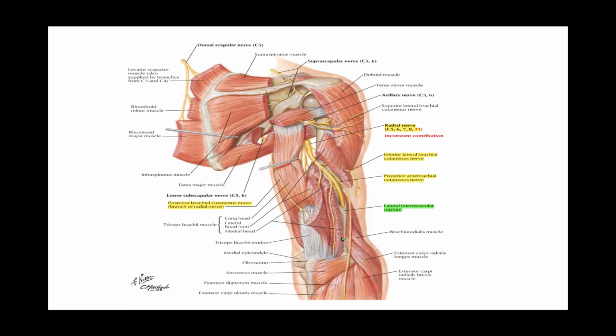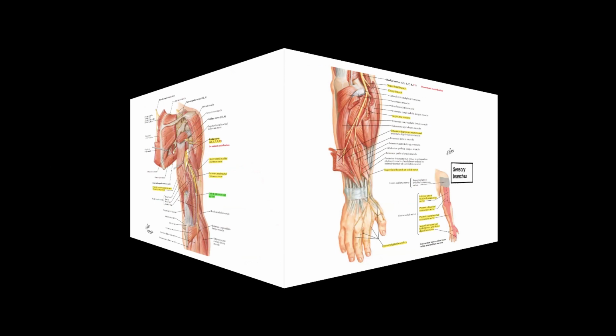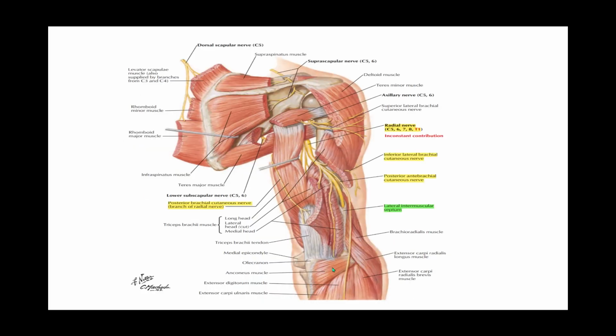So let's move ahead. And that's the branch to the anconeus, this one, that's the anconeus muscle, okay, which is a triangular muscle. So you can see this branch going all the way down to the anconeus, right?